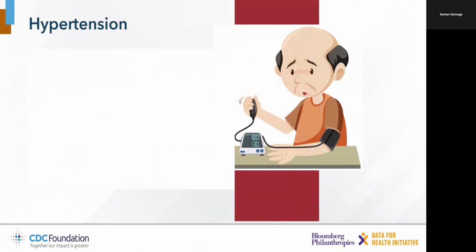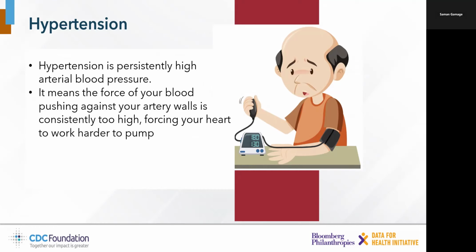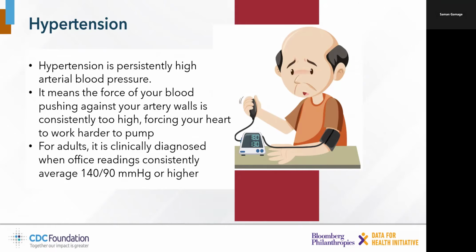And in this case, we talked about hypertension. Hypertension is persistently high arterial blood pressure. You can measure your blood pressure using a digital device or by using a mercury analog sphygmomanometer. So this means the force of your blood pushing against your artery walls is consistently too high, forcing your heart to work harder to pump. For adults, it is clinically diagnosed when office readings consistently average 140 by 90 millimeters of mercury or higher.